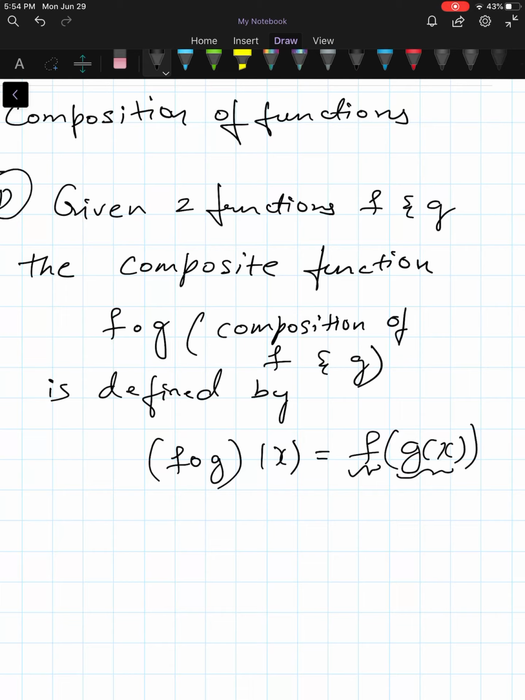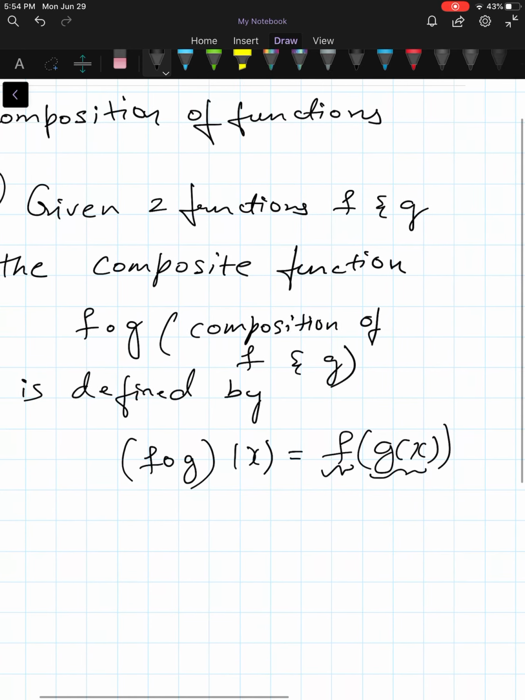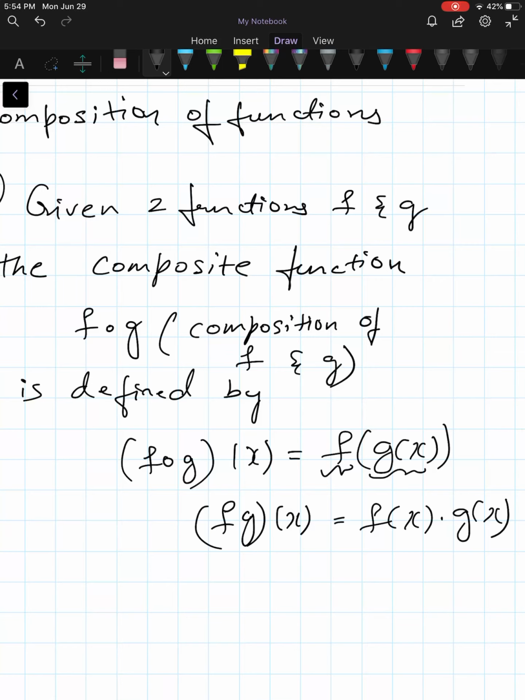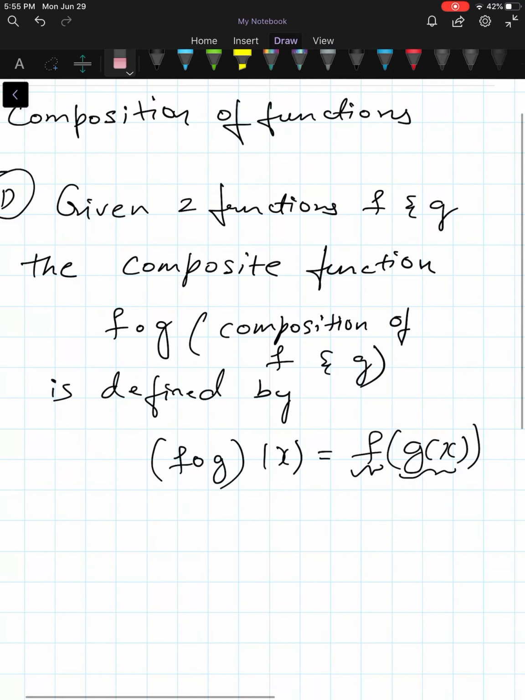So this is very different from product. You can see that, right? In product, fg of x is nothing but f of x times g of x. So you are multiplying the different outputs, applying f and g both on x. But in composition, you apply g on x first, and then on the output apply f. So that is the composition.